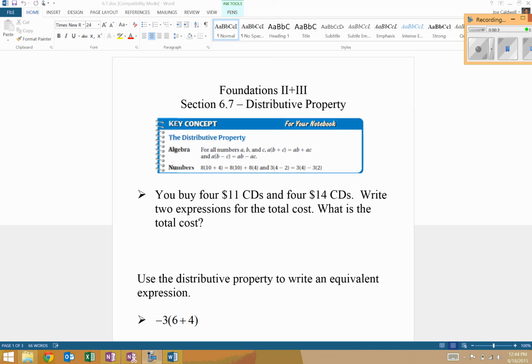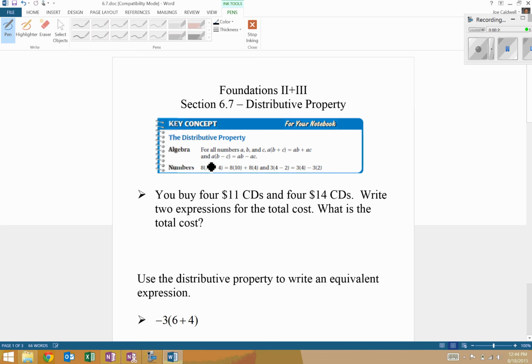That could be rewritten, in what's called distributing in here, as 8 times 10 plus 8 times 4. So it's a different way to write the same thing. Either way, you'd end up with the same numbers. You could either do 8 times 14, or you could do 8 times 10 plus 8 times 4. Either way, you'd get the same answer.